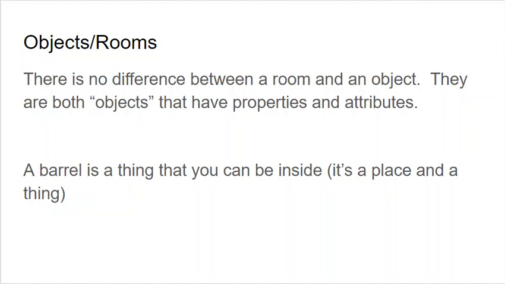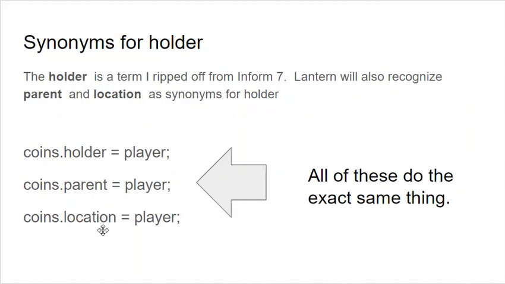Again, where something is in the world is specified using the holder property. But there's two other synonyms for it. I took the term holder from Inform 7, and later I found I didn't like the term holder. It didn't seem to describe it very well. I think the term parent is better, or location is also better. So dot parent and dot location are synonyms for dot holder. When you see the dot here, read that as apostrophe S. Coin dot holder equals player: the coin's holder is now the player. The coin's parent is now the player. The coin's location is now the player. Those are all the same three things. They're just synonyms. When you compile your code, parent and location just get text substituted into the word holder, so there's no difference at all.